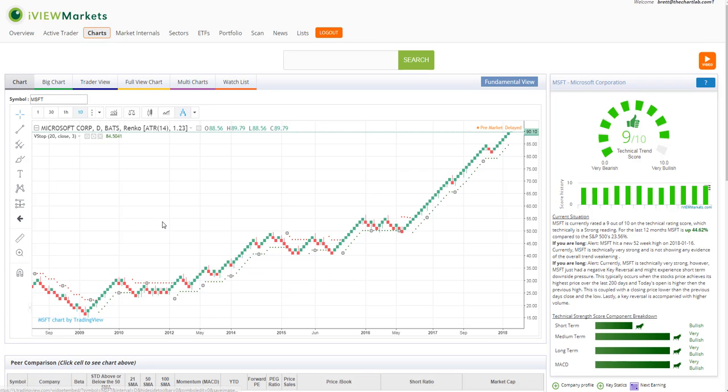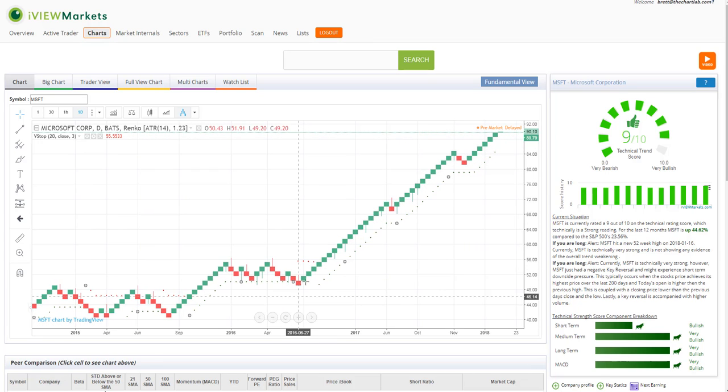So if we go to RENKO, these are called blocks. And a new block is formed every time a new price advances or declines. Okay, and that helps to remove a lot of the volatility. Now, just using RENKO by itself is not a great indicator. It's okay for trend following, and it's certainly much better than the candlesticks.